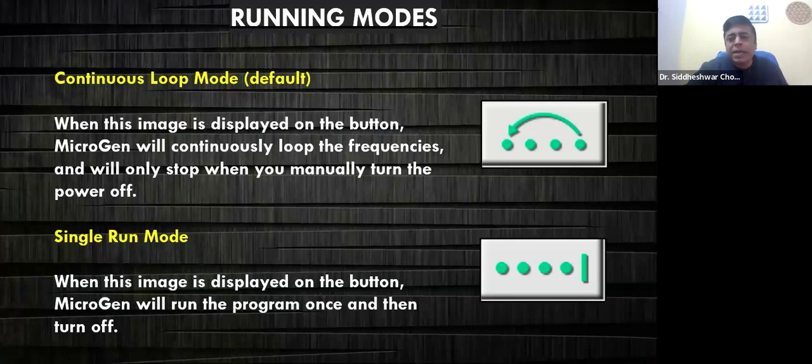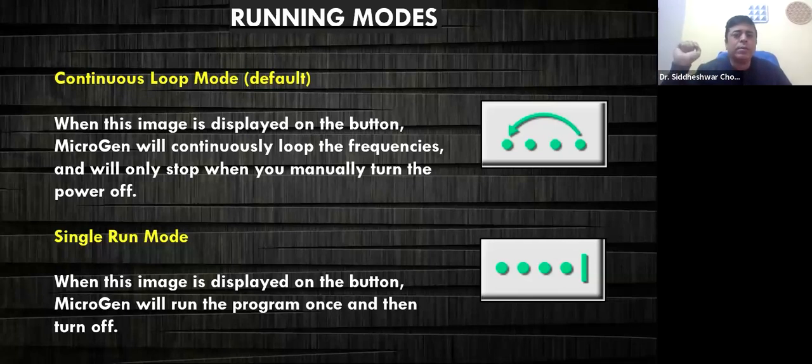Now, some details about the software part. You see on the software, there is a continuous loop mode which is activated by default, right? So you see four dots, and then there is an arrow button which is going from the last dot to the first dot. That means the programs are automatically looped. You don't have to worry about looping them anymore.